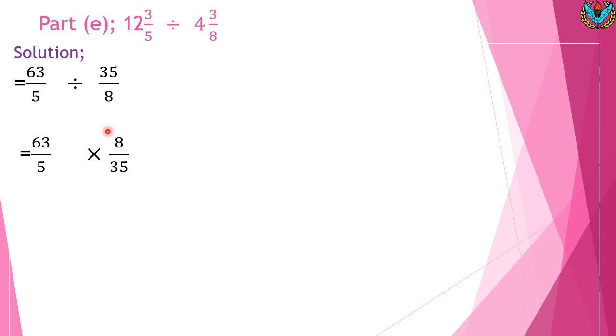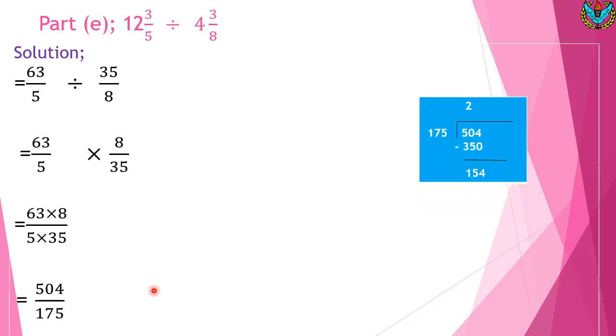Simply we will multiply numerator by numerator and denominator by denominator. What do we get? We get 504 by 175. It is an improper fraction, so division is possible here. We will divide 504 by 175. 175 multiplied by 2 is 350. 504 minus 350, we get 154. Our required answer is 2 whole 154 by 175. But this answer is not in lowest terms, so we will convert it into lowest terms.